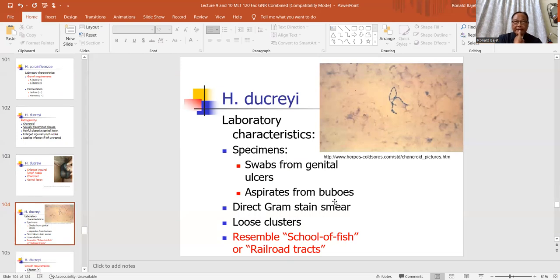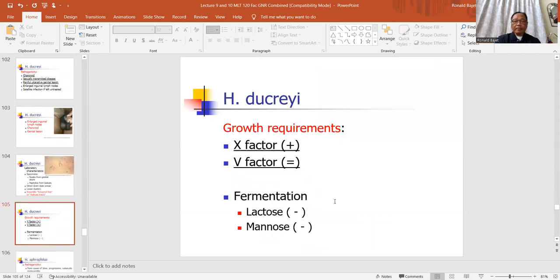On gram stain, okay, this is a unique piece of information that you need to know for the test. On direct gram stain smear, you'll see a school of fish, okay? You'll see a school of fish or railroad tracks. If you see the term school of fish or railroad tracks on gram stain, that's Haemophilus ducreyi. Haemophilus ducreyi on staining, you'll see school of fish or railroad tracks. Make sure you know this slide.